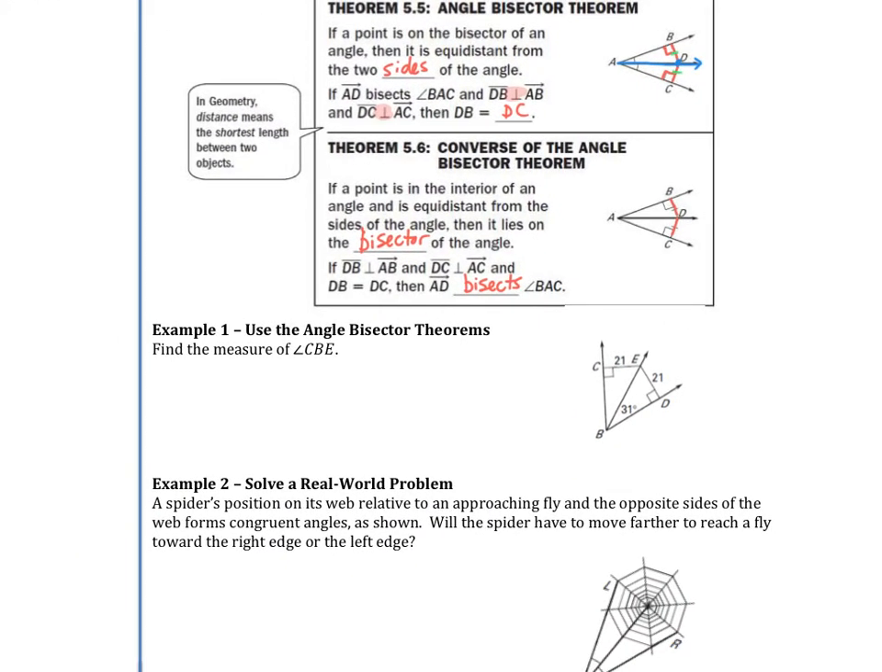Example 1 says, find the measure of angle CBD. You can see that these two segments are both 21, so they are congruent. Since they are congruent and E is on this line, this blue line is an angle bisector, because the two red distances, the distances from the two sides of the angle, are congruent. So therefore, ray BE is an angle bisector. That would mean that the measure of angle CBE is equal to 31 degrees because these two angles have to be the same.